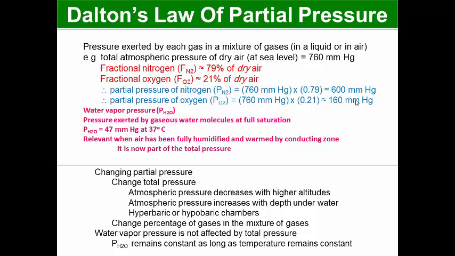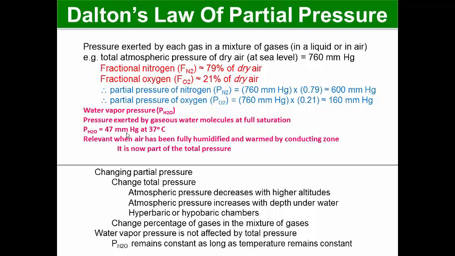So the pressure of the water vapor in the conducting zone is 47 millimeters of mercury. So now the remaining pressure is 760 minus 47 millimeters of mercury. And this should be taken into consideration while calculating the partial pressure of oxygen and the partial pressure of carbon dioxide in the conducting zone of the respiratory system.